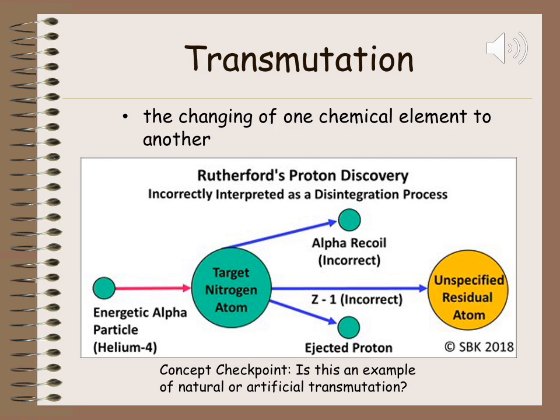Transmutation is the changing of one chemical element to another. There's both artificial and natural transmutation. Synthetic elements have been produced from atomic numbers 93 to 115, all with short half-lives. Familiarize yourself with Rutherford's example of transmutation.